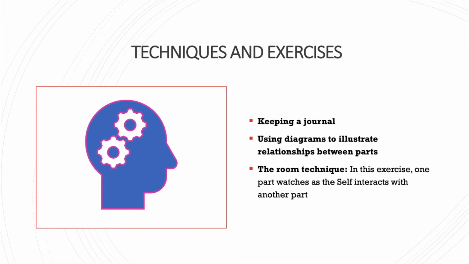Techniques and exercises: keeping a journal, using diagrams to illustrate relationships between parts, and the room technique. In this exercise, one part watches as the self interacts with another part.